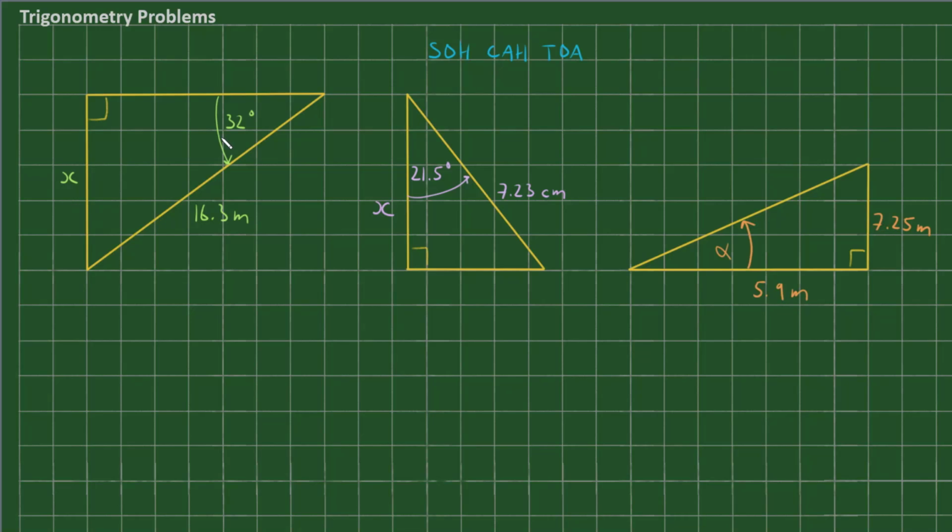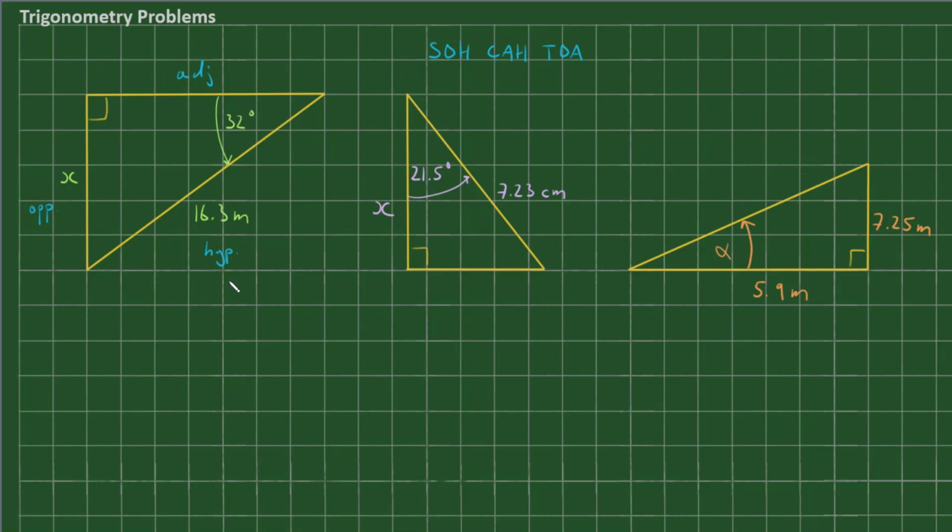It is good practice to label the sides of the triangle with respect to the angle given. So with respect to this 32-degree angle, this side on top, this is the adjacent. The side opposite the angle, the one that is currently labeled x, that is the opposite. And the longest side of the triangle, that is the hypotenuse.